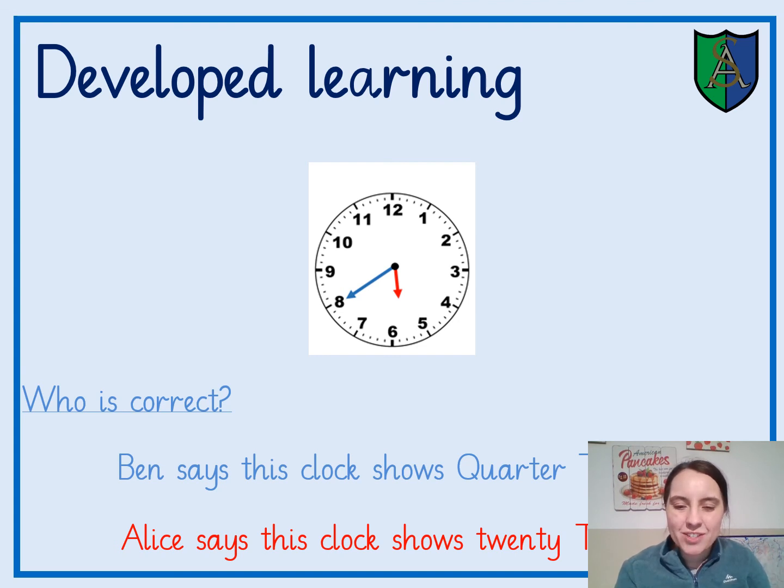Amazing. Well done if you said that Alice is correct, because if Ben was right, then the minute hand would be pointing here, wouldn't it, towards the 9, because we know that that shows 45 on our clock. So Alice is correct, and we can prove that because if we look at our scale where we've got 25 to, 20 to, we can see that there are 20 minutes until that hour hand is all the way on the number 6, okay? So we can see that this clock shows 20 to 6, okay?